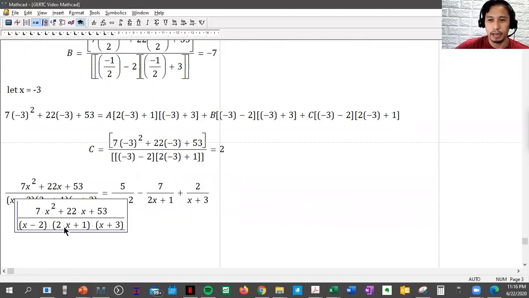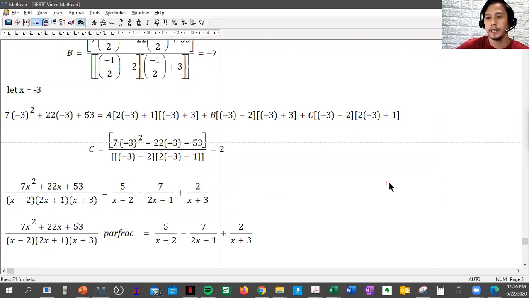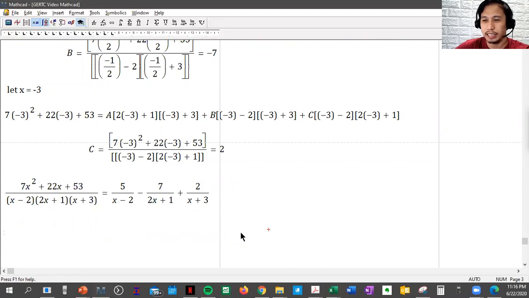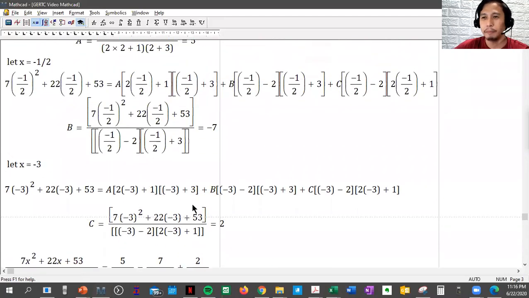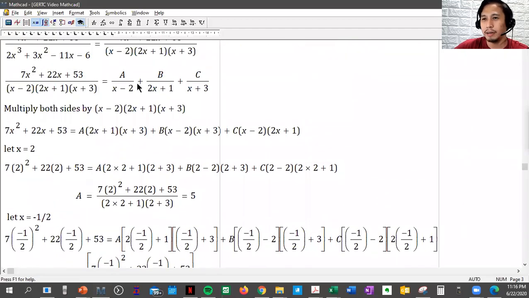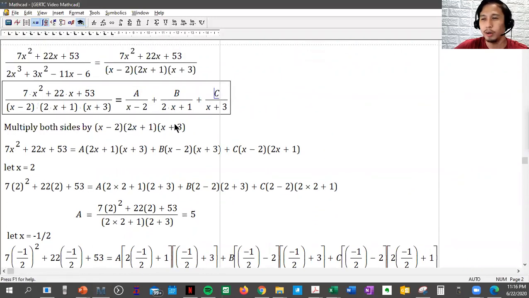Now, if I make it into its partial fraction decomposition using the matcalc, it's correct: 5 over x minus 2 minus 7 over 2x plus 1 plus 2 over x plus 3. Just checking this. Okay? So, easy lang. Actually, we can solve A, B, and C right away, or in a short time, after you have written this.